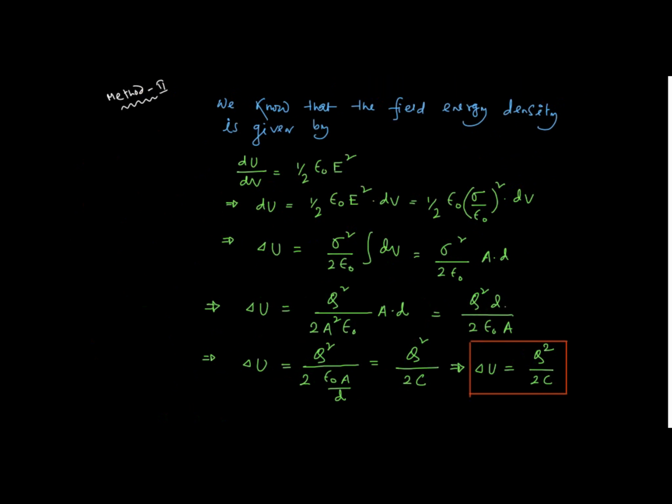Now let us move on to method 2, and this is a direct approach that we have already done, because field energy density in the beginning also I have said dU/dV is equal to half epsilon naught E square, and it's a common term we can use anywhere wherever there is a field trapped, and due to that there will be an energy in that certain region.